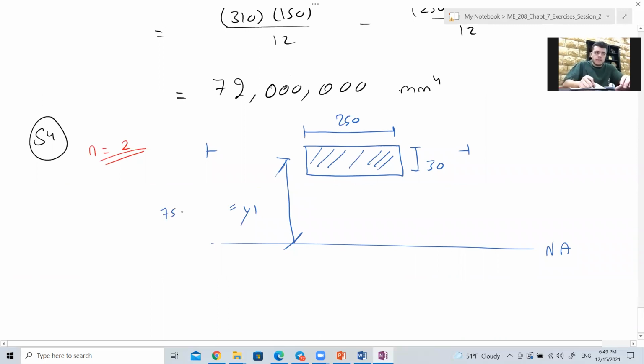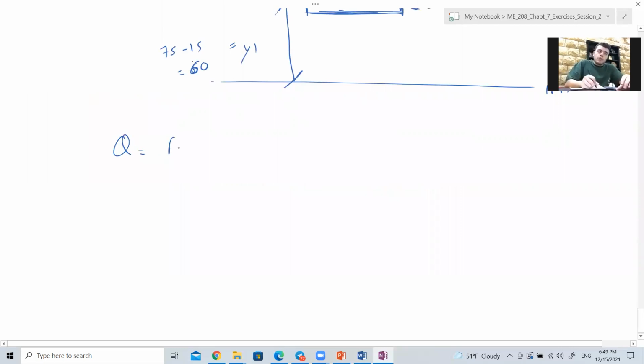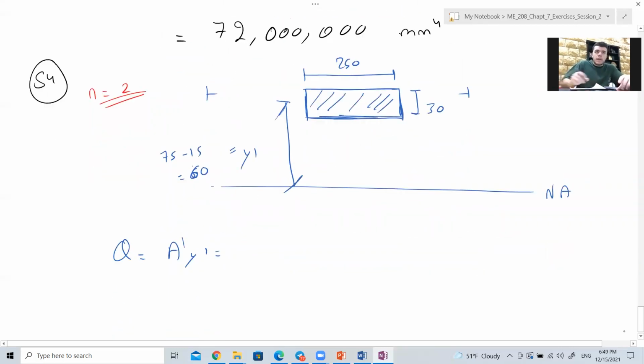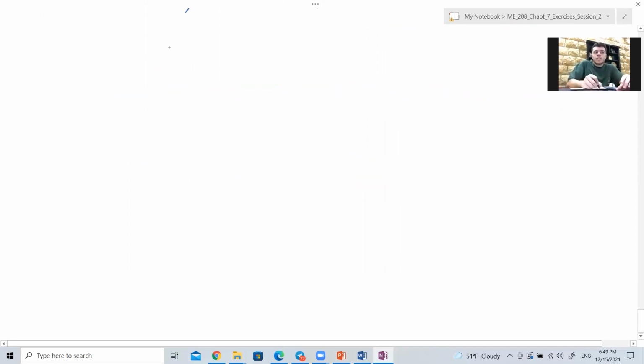So this is 75 minus 15, which is 60, right? So this is 60. Therefore, Q is A prime times Y prime. The area prime is 250 times 30, and the Y prime is 60. That gives you 450,000 millimeter cubed. Now we can apply the equation VQ over I equals NF over S.